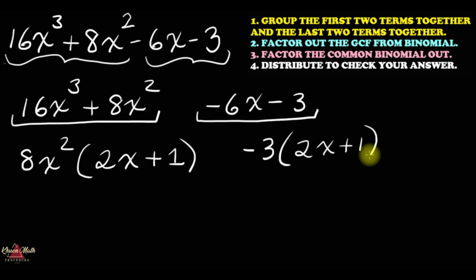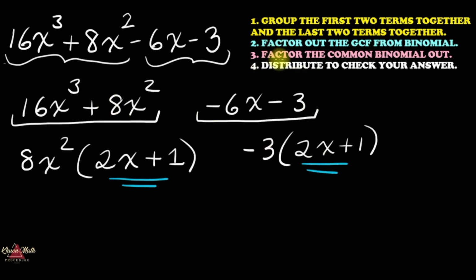And then you can check to see if you're on the right track by looking at the two binomials. So here, the first one, we have 2x plus 1. And then over here, we also have 2x plus 1. So we're good. We're on the right track. We just have to finish this up with step number 3.